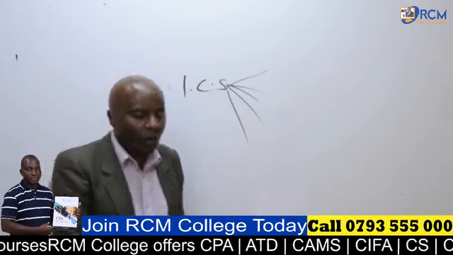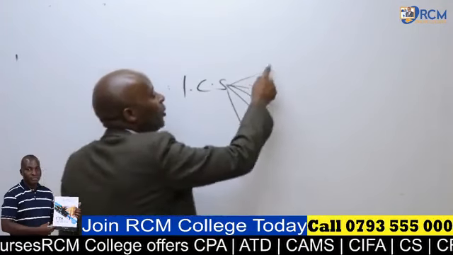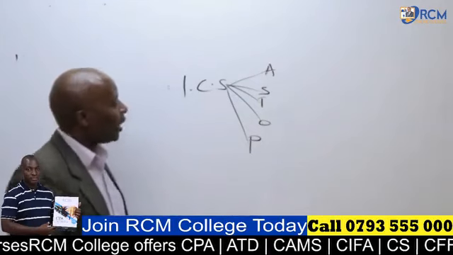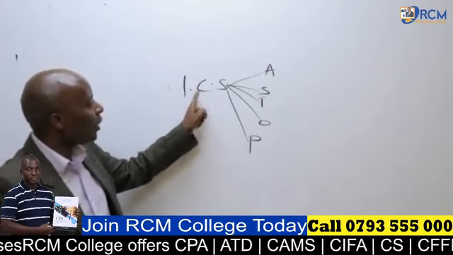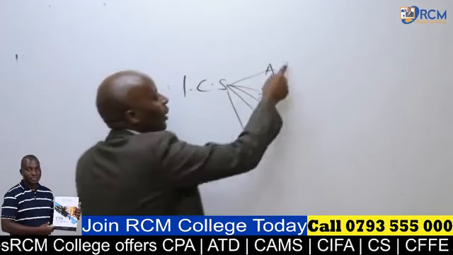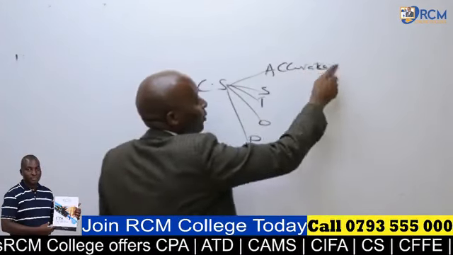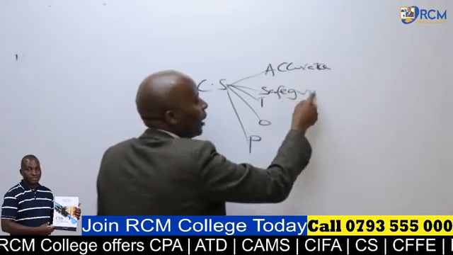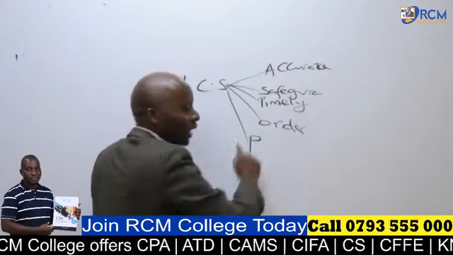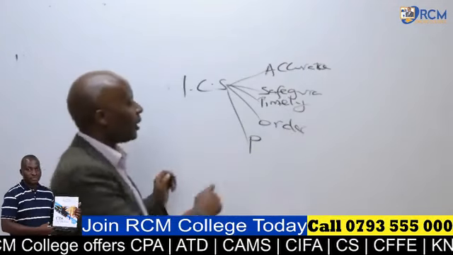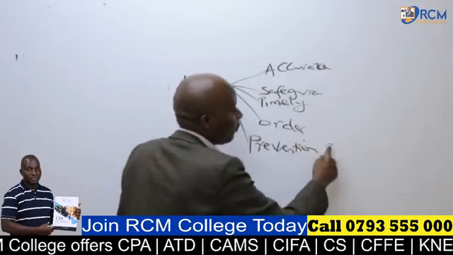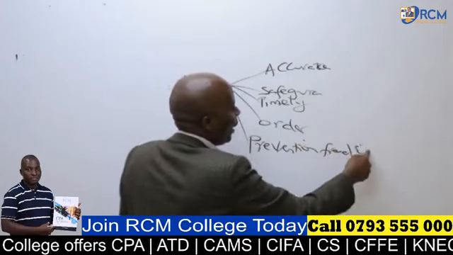So the internal control systems objectives, normally we talk of them like that. We are saying that we can only say our systems are strong if we are able to get accurate financial statements, if our assets are safeguarded, if we are getting reports on time when we want them, if there is order in the organization. Ladies and gentlemen, if the controls will be able to help us to prevent fraud and error.